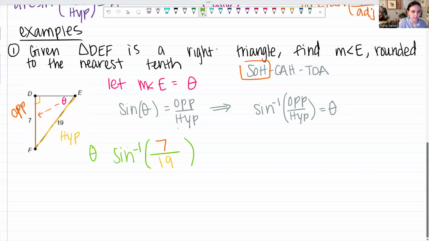So theta, it was 21.6182, and so on. So this tells me then that the measure of angle E, which was that theta, is approximately 21.62 degrees.